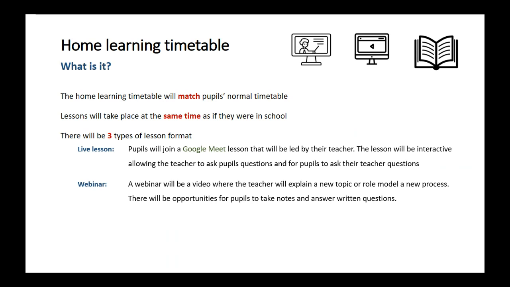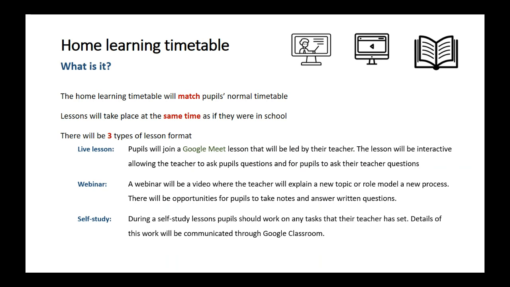The second type of lesson is a webinar. A webinar is a video or a recording or a presentation where the teacher will explain a new topic or perhaps role model a new process for the pupils. During the webinar, there will be opportunities for pupils to pause, take notes, and answer written questions if appropriate. The third type of lesson is a period of self-study, and during these lessons, pupils should work independently on any tasks that their teacher has set. Details of this work will be communicated via webinars, the live lessons, and also through Google Classroom.